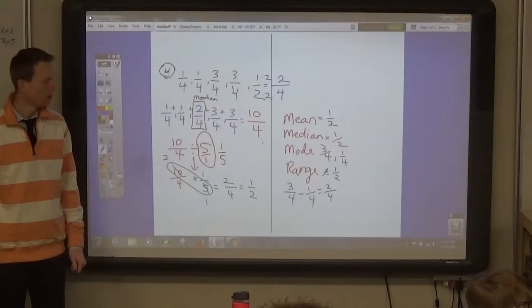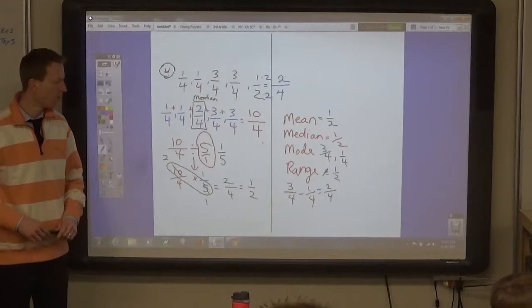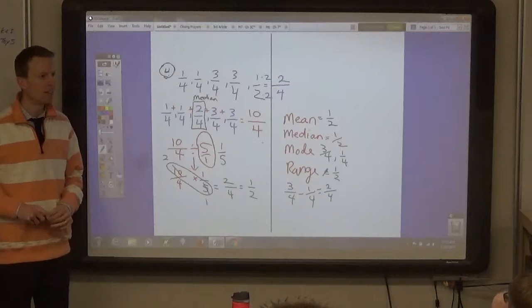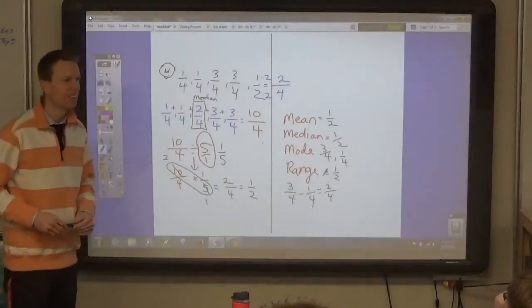Cool. For the mean on number 4, I put 0.5. Is that still alright? So you converted 1/2 to 0.5? Yeah. Why didn't you just leave it as 1/2? Okay.